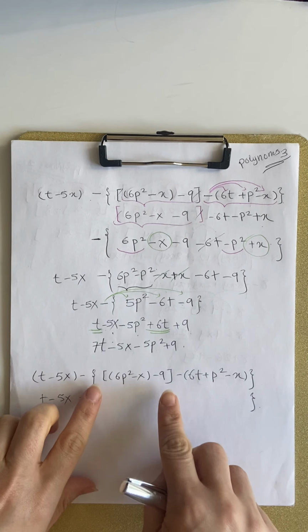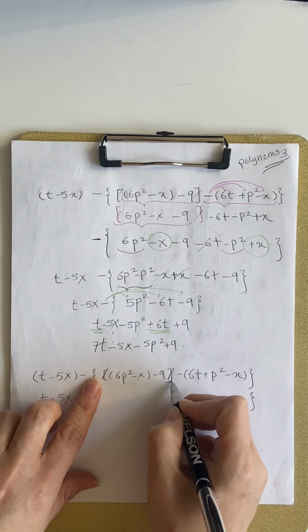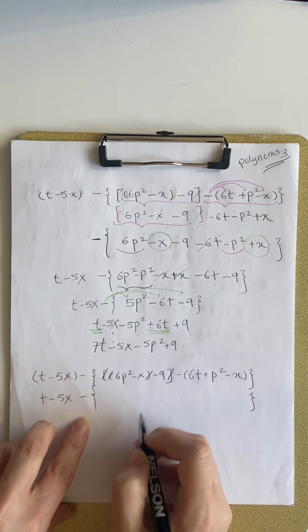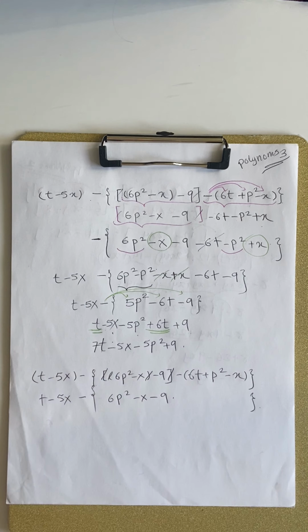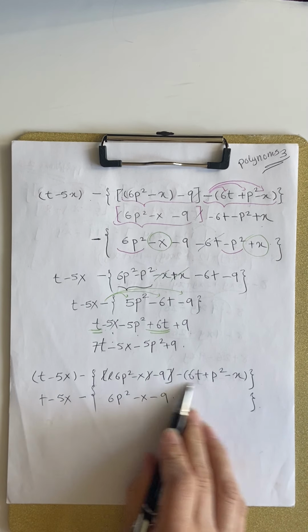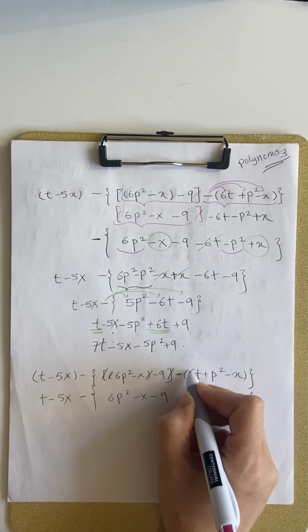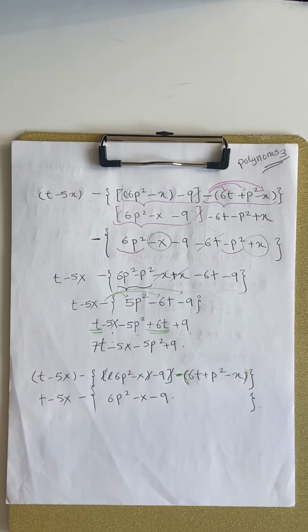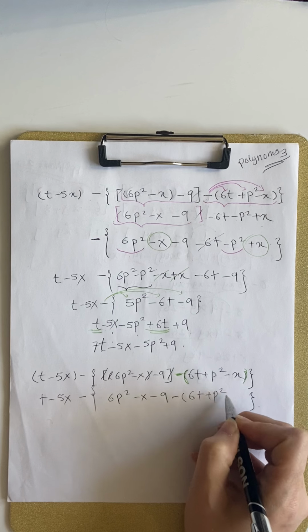Then I go here, nothing in front of this. So this can go. Nothing in front of this, that can go. So just going to write it down as 6p2 minus x minus 9. That's it. This bracket needs to stay because there is a negative and a bracket. Negative 6t plus p2 minus x.